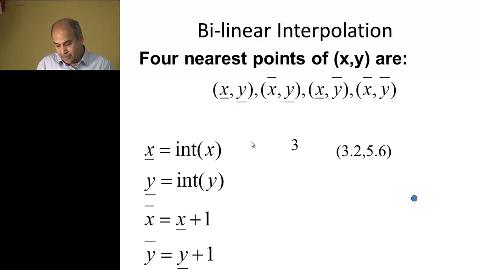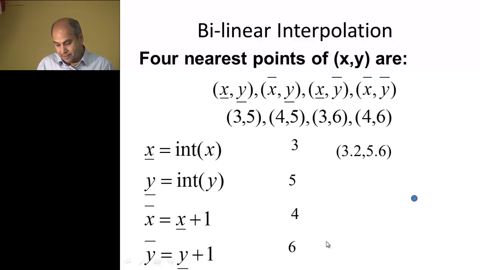So using that we look at these points, where x underscore will be 3 and y underscore will be 5. So we look at these 4 neighbors: 3, 5; 4, 5; 3, 6; and 4, 6, and let's assume that at those integer values we know the values. Now we want to find the value at the decimal values, 3.2 and 5.6. So now we know the value of the function at 4 points. We have 4 unknowns, so 4 equations, 4 unknowns, and we can solve those.